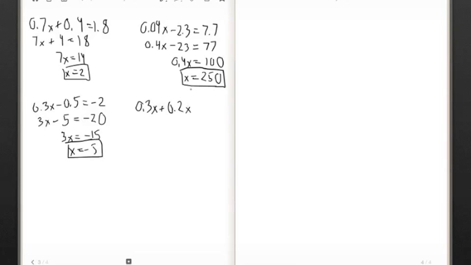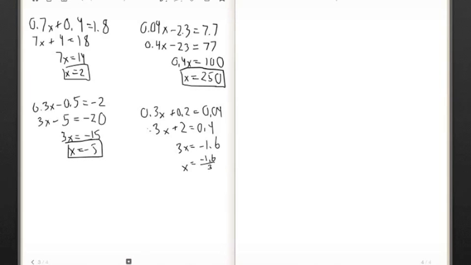0.3x, sorry, not 0.3x plus 0.2 equals 0.04. So multiply by 10, you get 3x plus 2 equals 0.4. 3x equals 0.4 minus 2 is negative 1.6. X equals negative 1.6 over 3.